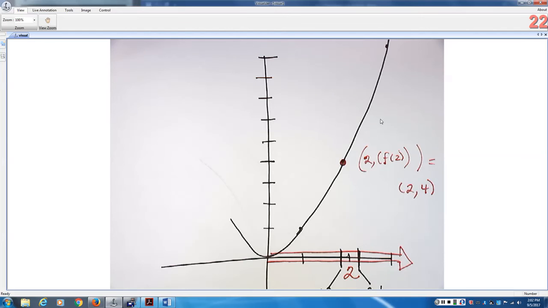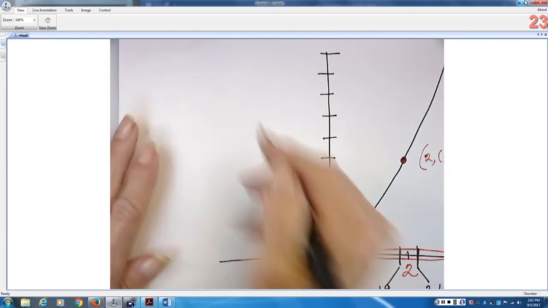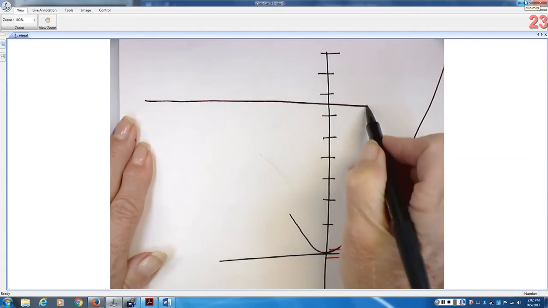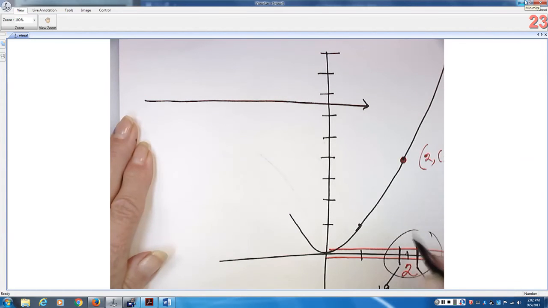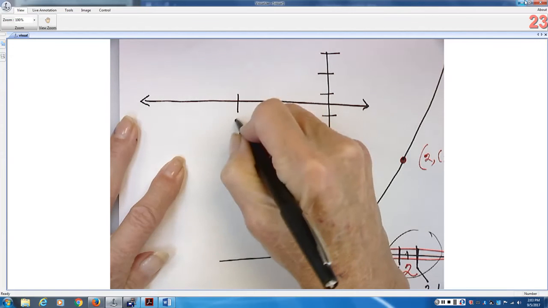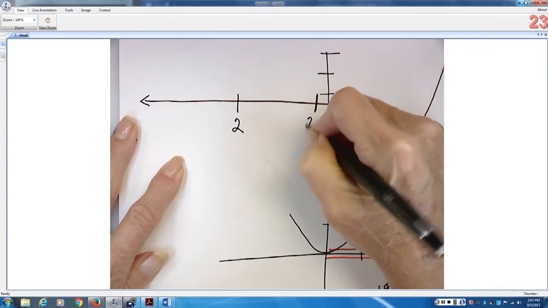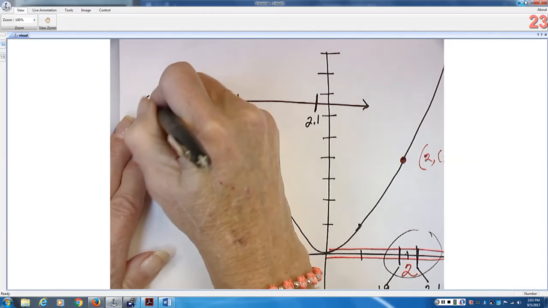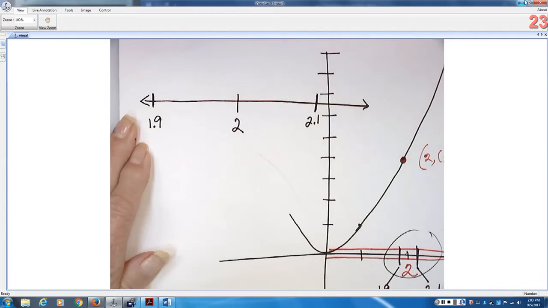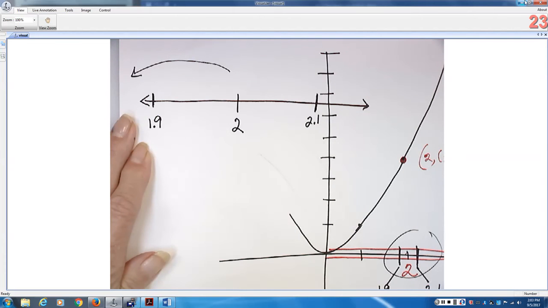So what the table is going to do when I'm doing this, maybe it'll help to see this visually, is on this big old number line up here, which is this little piece right here, I've got 2. And here's 2.1. And here is 1.9. These are to the left of 2. Everything less than 2 is to the left of it.